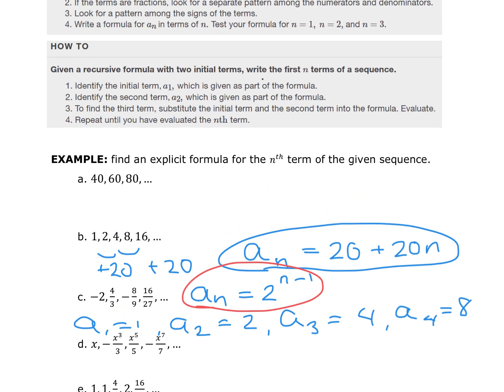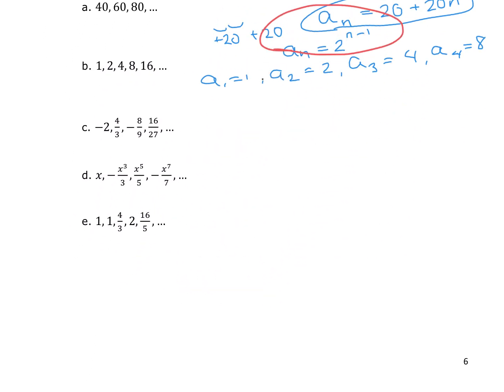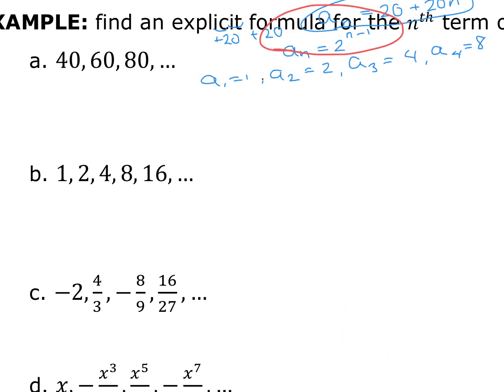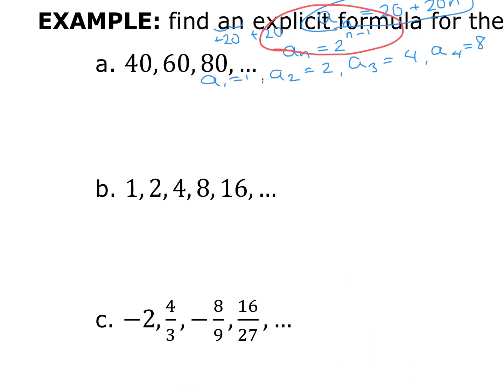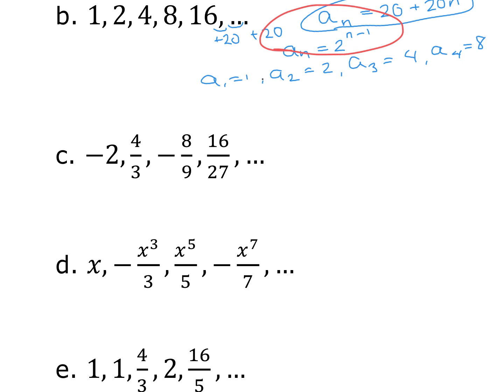Excuse me. So now let's take a look at C. Let me move all of this up out of the way. Let's take a look at C. So as we take a look at C here, I have these fractions. And like I said, if I have fractions, typically what I'm going to do is separate the numerator and denominator. So I'm going to rewrite this as 2 over 1. I'm going to make them all fractions.